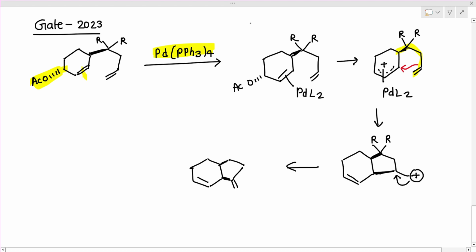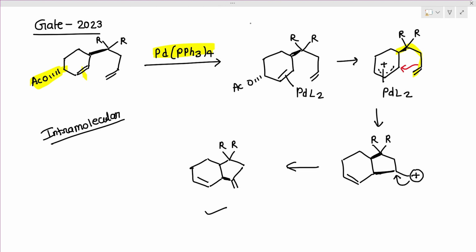At this position there will be a double bond. This will be the R group. So this will be the stereochemistry of the final product. You can see the question paper: option A is the right answer. So in this way you have to do this question. This is an example of an intramolecular Tsuji Trost reaction. Let's see the next example of the intramolecular Tsuji Trost reaction.